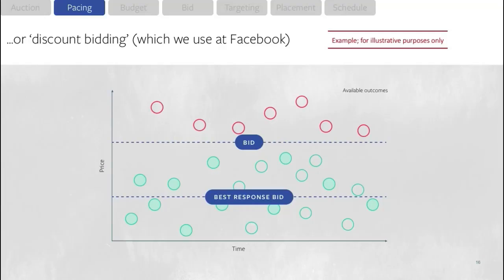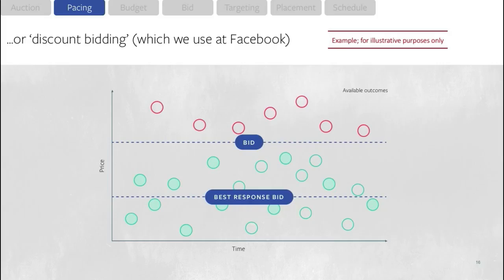On Facebook, we use an approach called discount bidding. Over the course of the campaign, we don't systematically eliminate opportunities that your ad can be considered for. As in the probabilistic throttling approach, your ad stays eligible for more of these opportunities, and as we enter each auction, we calculate a best response bid that will ensure we will just spend your budget in full over the duration of the ad set.